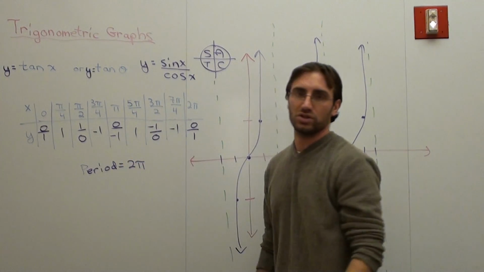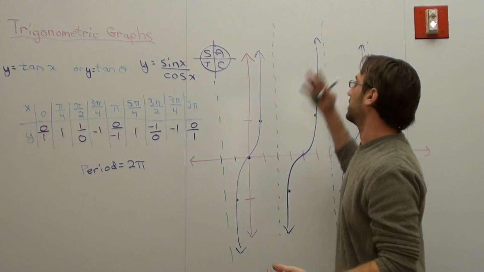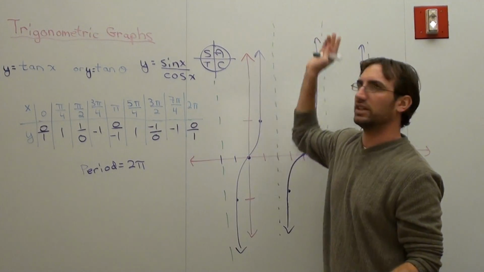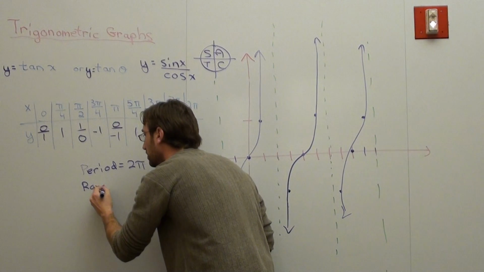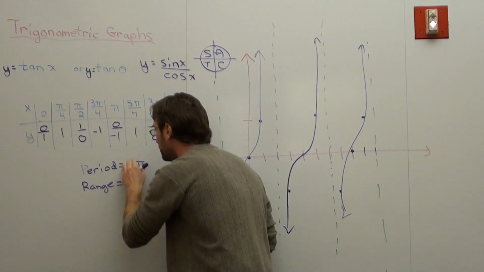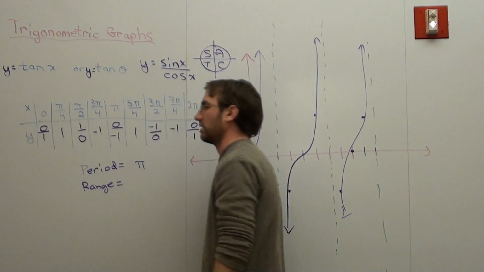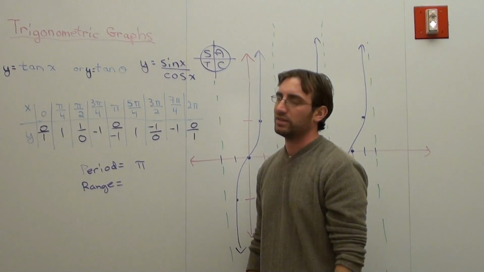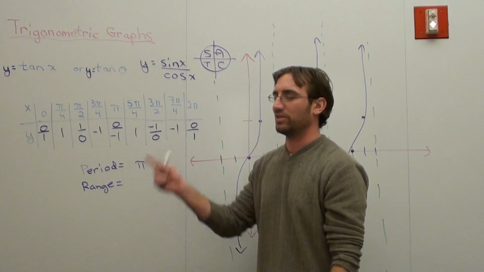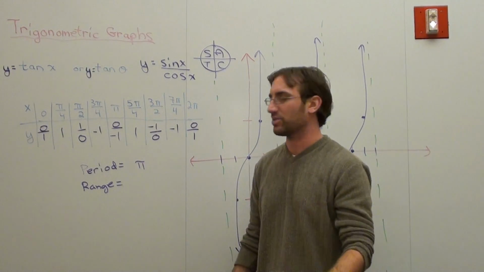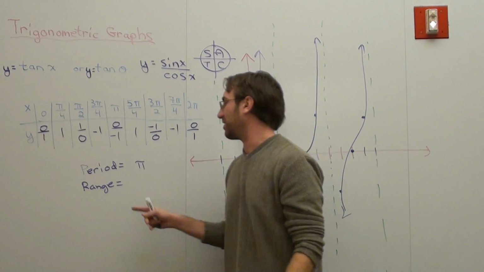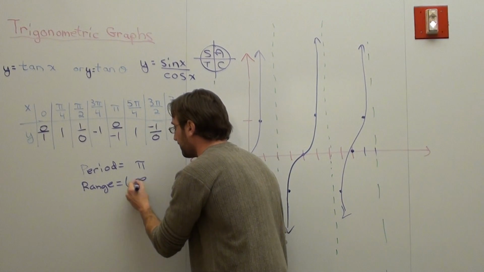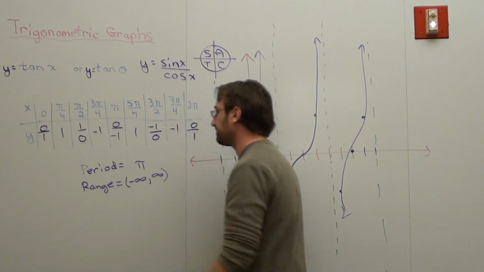Well, what's the range of a tangent graph? Well, it goes from negative infinity to positive infinity. Well, that's easy. Oops. It's a 2 pi. Well, I can't correct that now, so if you heard it 25 seconds ago, disregard it. The period is pi. Pardon me. The period is pi. Okay, the range goes from negative infinity to infinity.